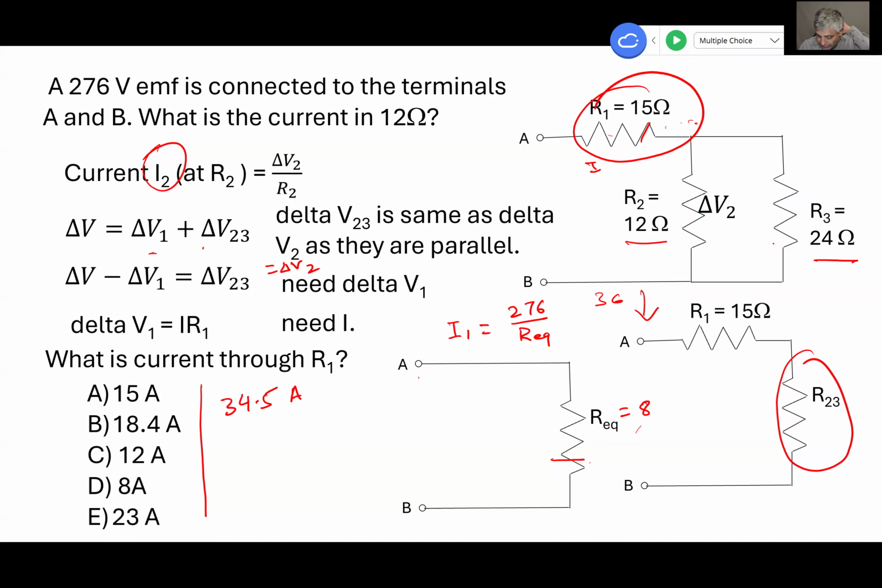So 12 and 24. Is that 8? Is that correct? R2, R3. Did we get that right? Professor, yes. I chose C for R1 because in the last problem, we did R2 plus R3, and then once we got the inverse of that answer, we then added the 15 ohms to it.